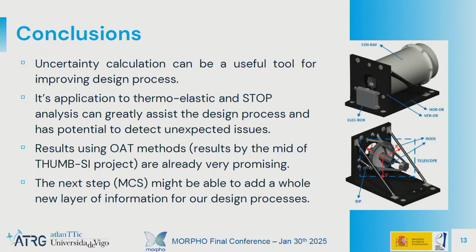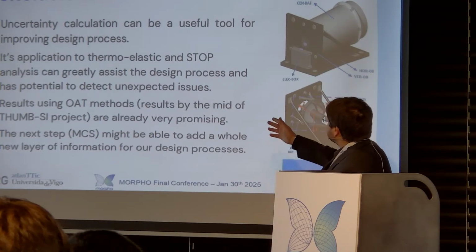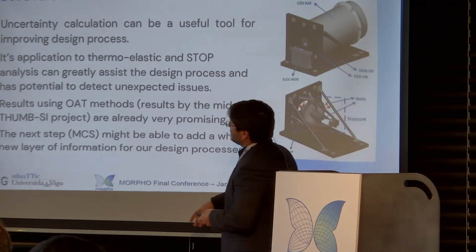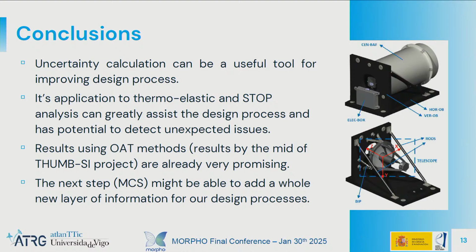In the end, we would like a large part of the European space community, through the implementation in the guidelines, to be able to use this method. And it can greatly assist the design process, testing, planning, and everything. Up to now, we have been using the OAT methods, and we think we have quite promising results already. The next step would be to use Monte Carlo simulation methods that can bring to evidence this combination between parameters that can be quite a problem at times.